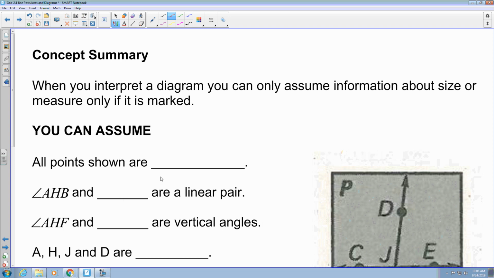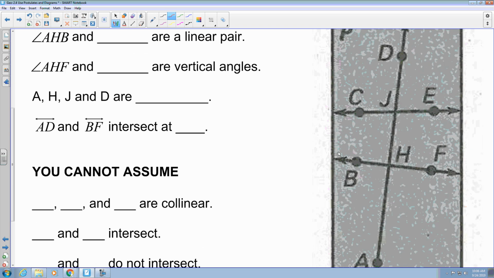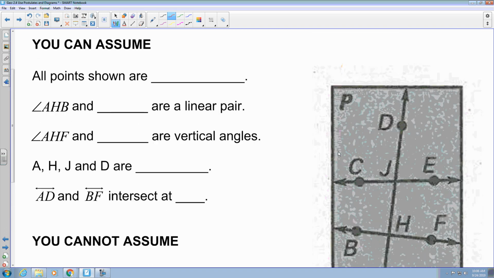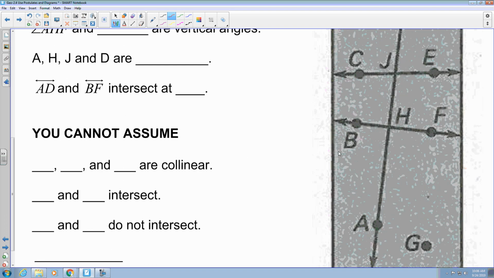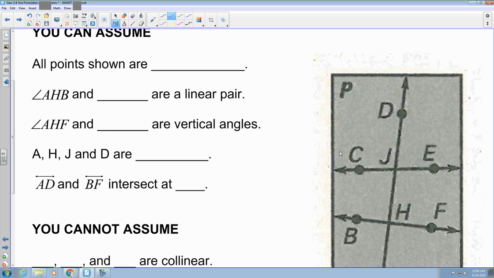All right, here it says concept summary. When you interpret a diagram, you can only assume information about size or measure if it is marked. So you can't make the measurement. The only things we can assume are what is given to us. We have this diagram here. It's a little bigger than the picture, so it makes it tough to see in the video, but hopefully you have your notes in front of you and can go from there.